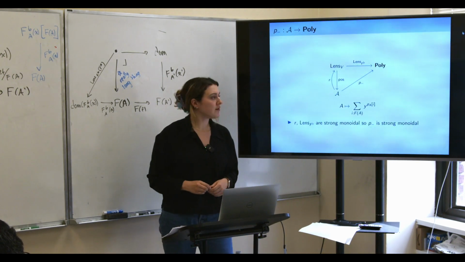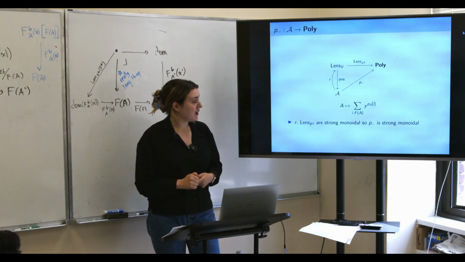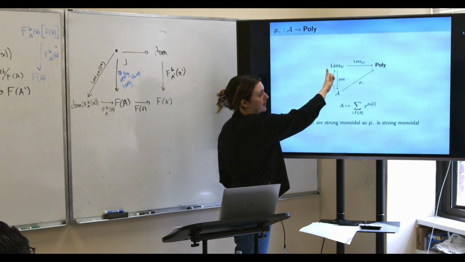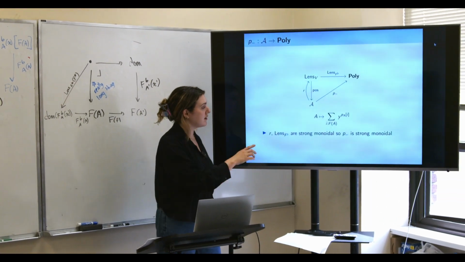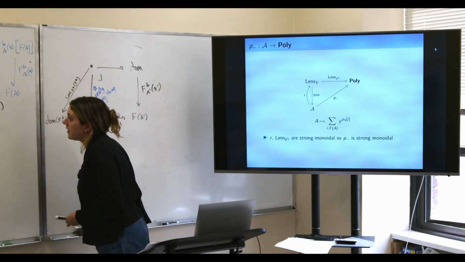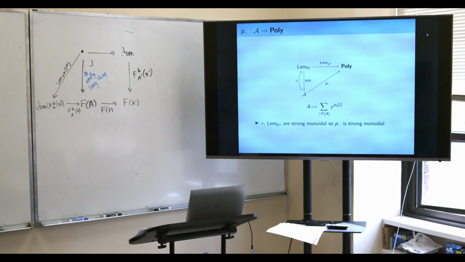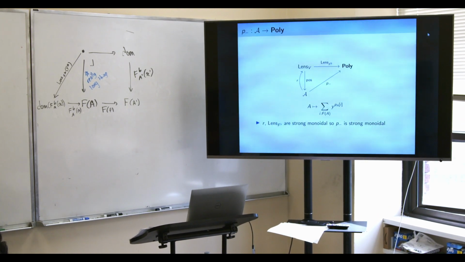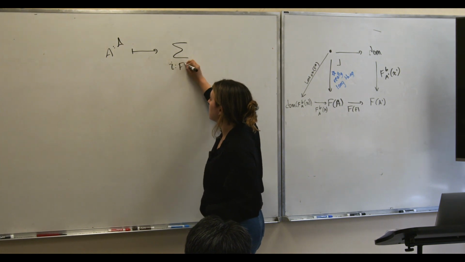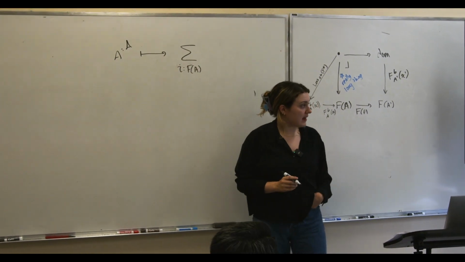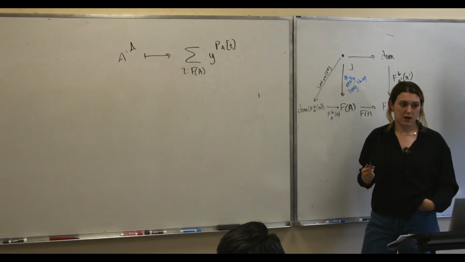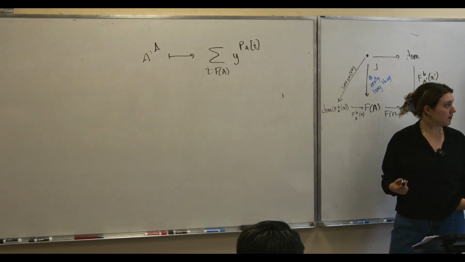Okay, so now we've returned to the other triangle, and we now have a strong monoidal functor R from A to Lens V, and a strong monoidal functor Lens F flat from Lens V to Poly, so we can compose them to get the functor from A to Poly that we're going to call P. And so this functor is going to send some object A in A to the polynomial whose positions are the elements of the set F of A, and then whose directions are given by the fiber over that position in this set function that we get out of Lens F flat.